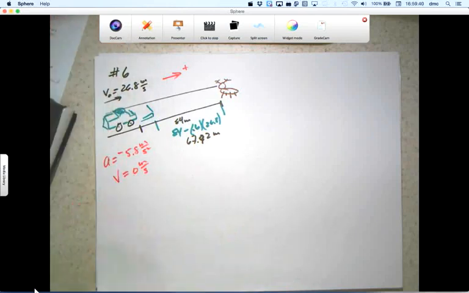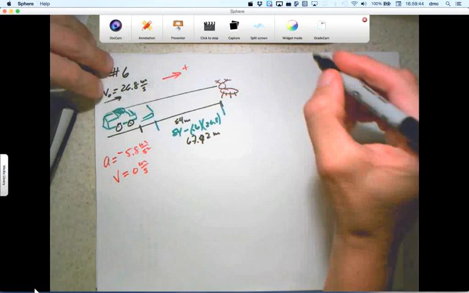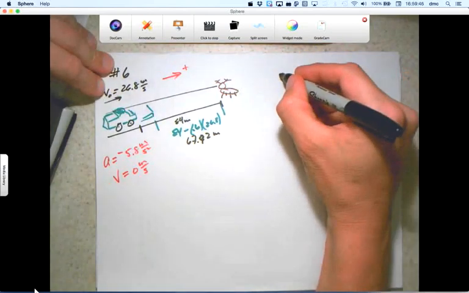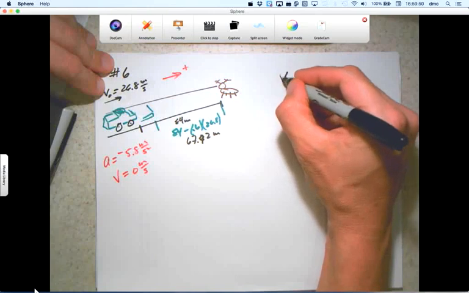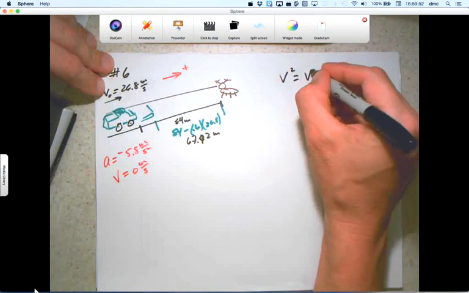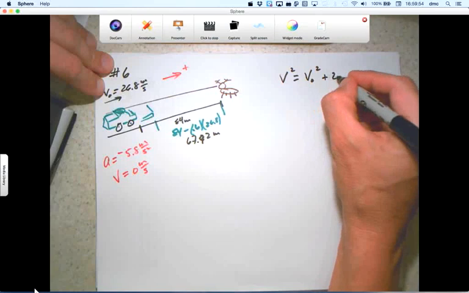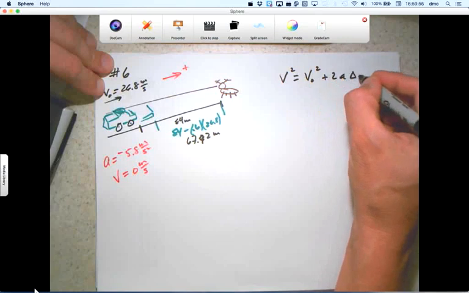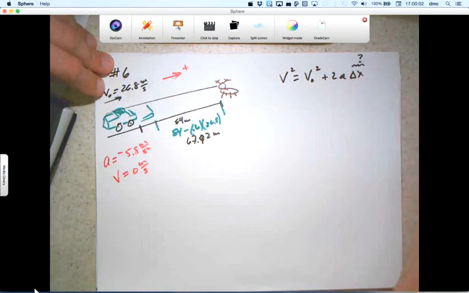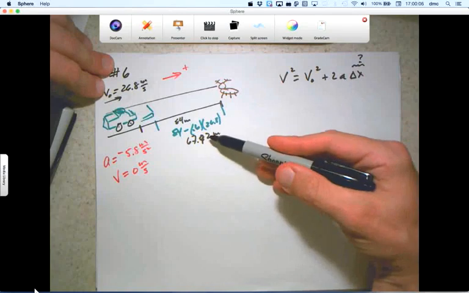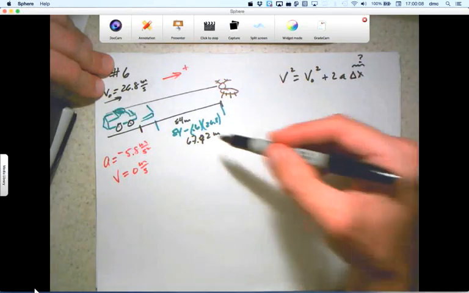Okay, so the equation we want to use is, well, we don't have time, so let's use the one that doesn't use time and see if that works for us. So the final velocity squared equals the initial velocity squared plus 2 times the acceleration times how far. And what we really want to know is, what is the actual distance that the car has to go before it comes to a stop? So don't put in a distance. Let's solve for a distance and see how it compares.